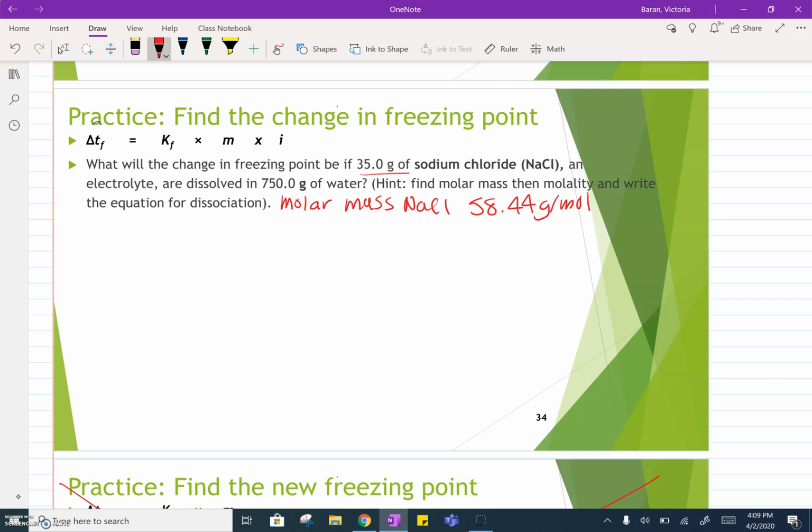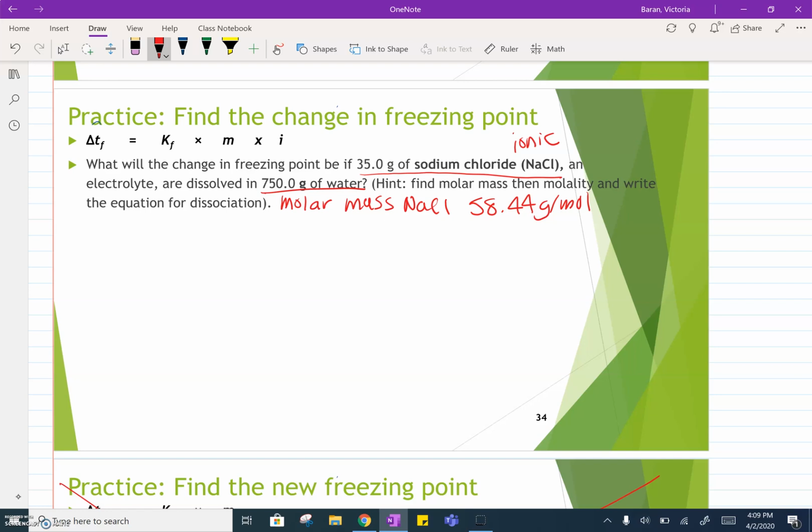If you have 35 grams of NaCl, which is sodium chloride, which is an electrolyte because this is an ionic compound, and it's dissolved in 750 grams of water. That is the solvent. One, because it's water, and two, because you have more of it than the solute.